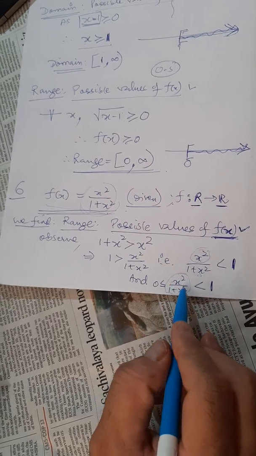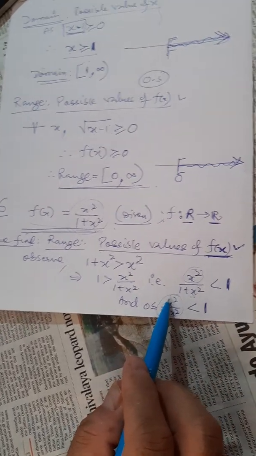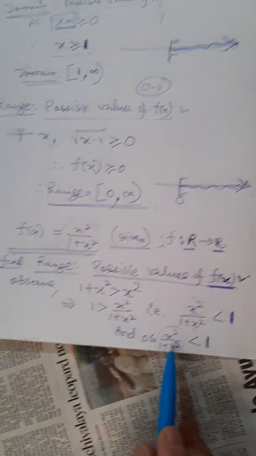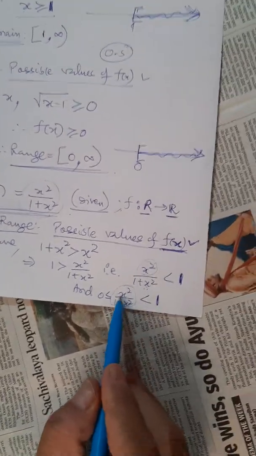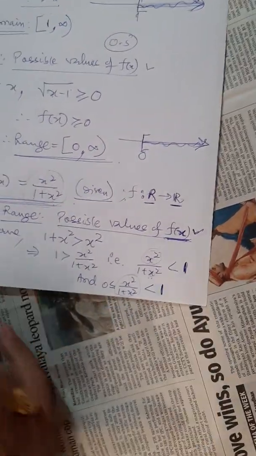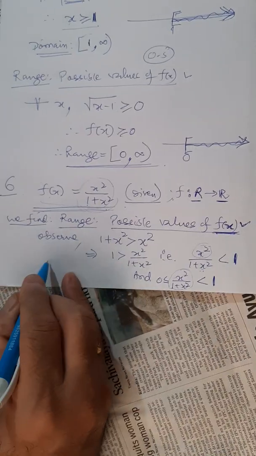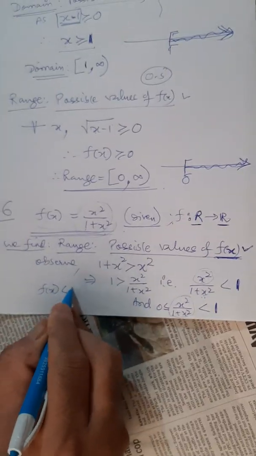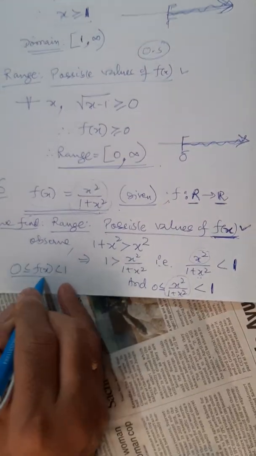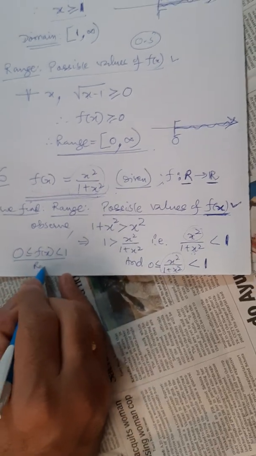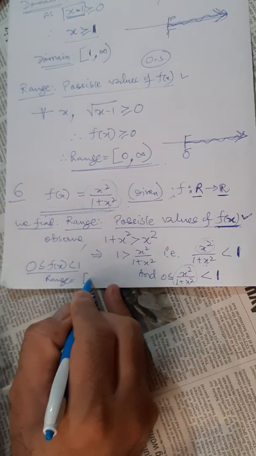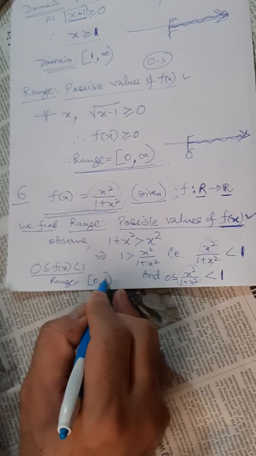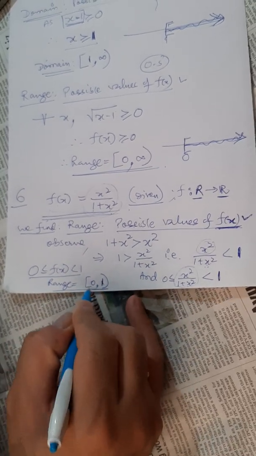Right. You try for any number. If I put 0 itself here, then 0 by 1, it will be 0, or for any other number it is less than 1. So from this you can say that the function is less than 1 and greater than or equal to 0. So therefore the range would be closed interval 0 to open 1. That is, 1 is not included.